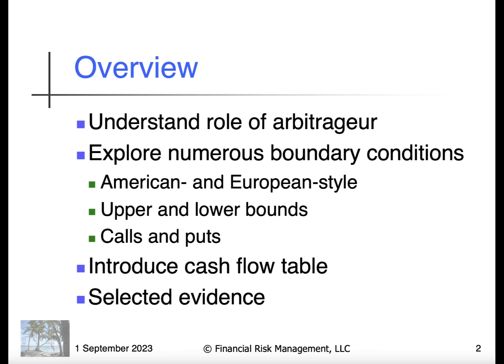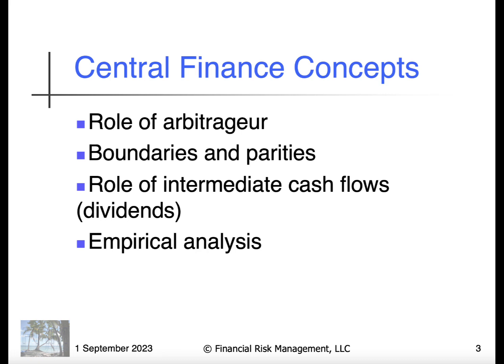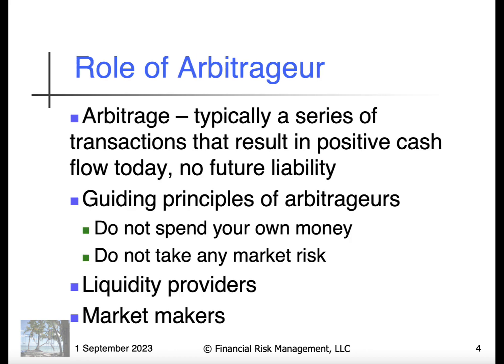For arbitrageurs, it is easier to understand what they're doing if you view everything in terms of cash flow. If I make a $100,000 investment, then my cash flow is minus $100,000. And we'll be looking at some actual evidence from the options market. So the central financial concepts are simply the role of the arbitrageur. The goal is to estimate or document what the boundaries are as well as parities. And we'll look at the role of intermediate cash flows such as dividends and look at some evidence.